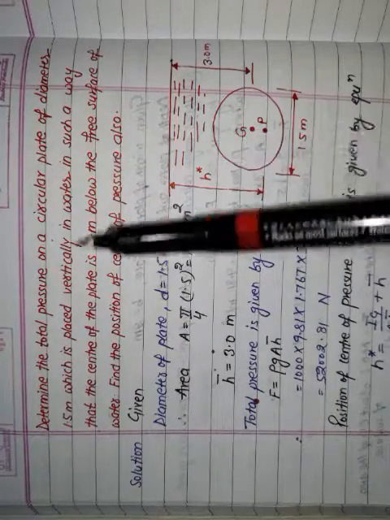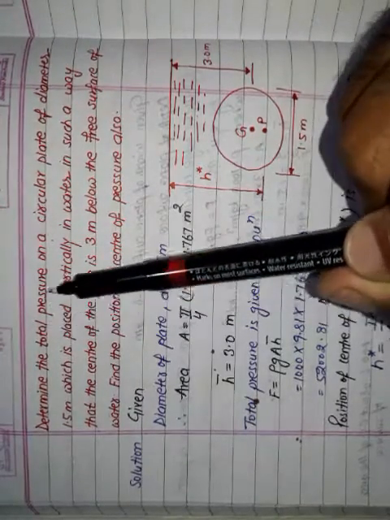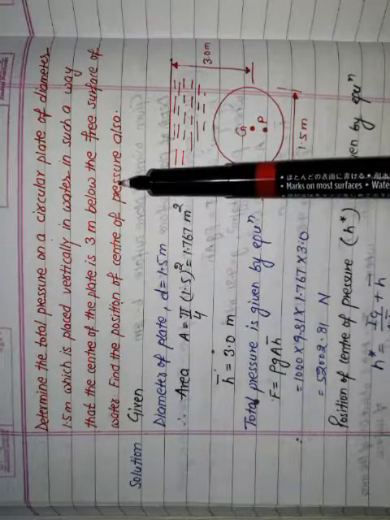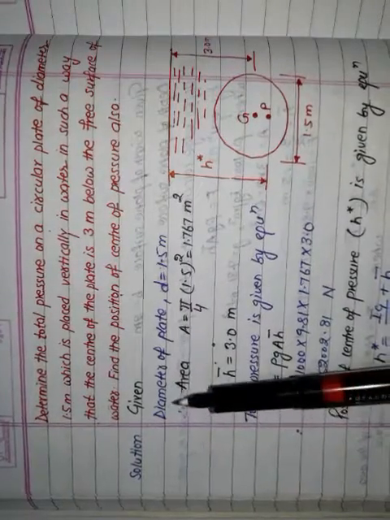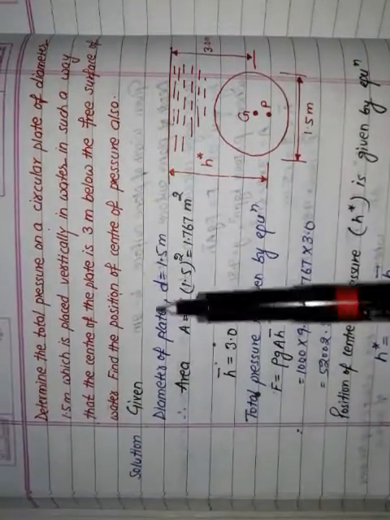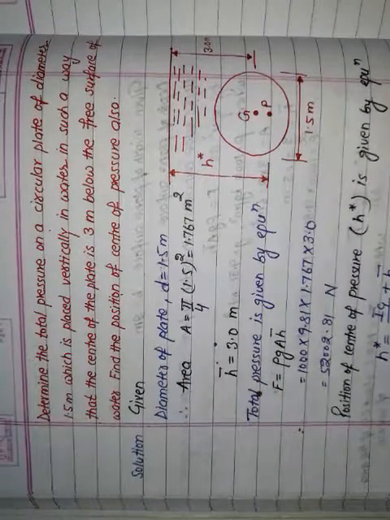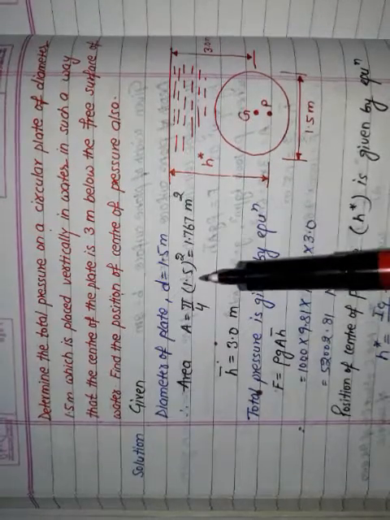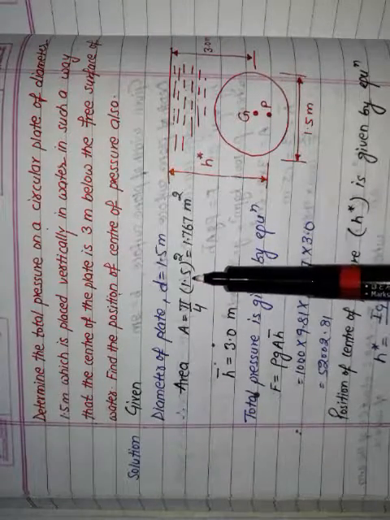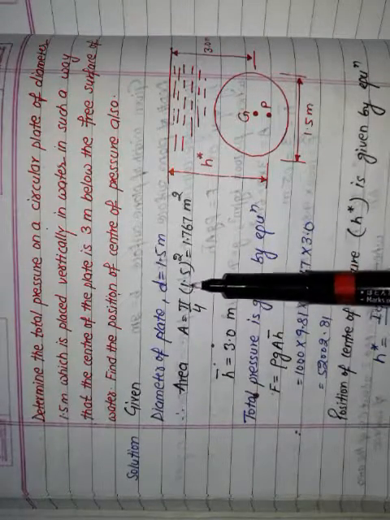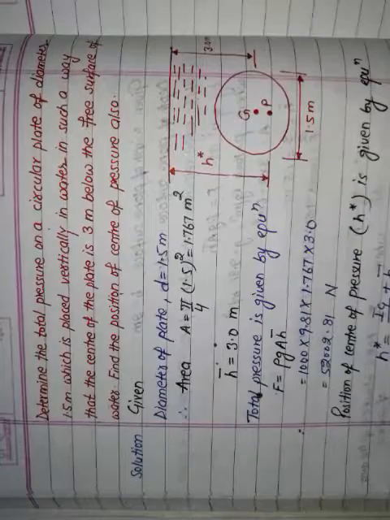So here we need to find out first the total pressure force, that is capital F, and the position of center of pressure, that is h star. So now firstly write down the given variables. Diameter of the plate is given, that is D equal to 1.5 meter, and in case of a circular plate, the area of a circle is pi by 4 d square. So diameter is 1.5, substitute this value, so we get area equal to 1.767 meter square.